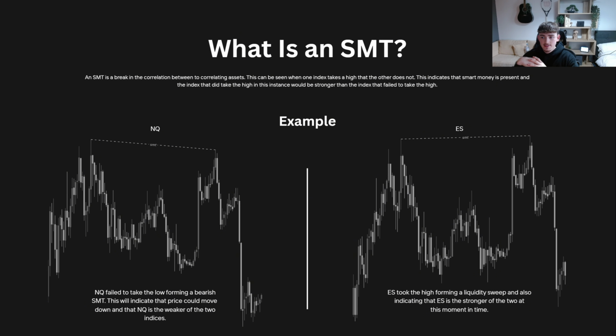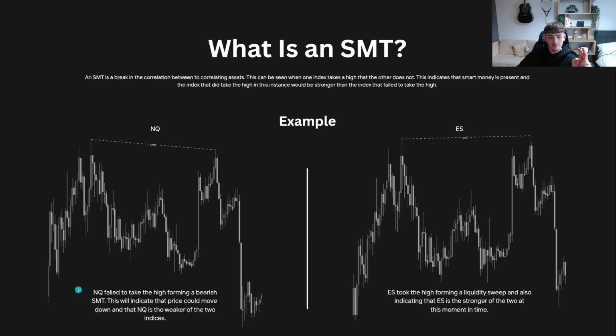This indicates that smart money is present, and the index that did take the high in this instance would be stronger than the index that failed to take the high. So let's say we have NQ and ES, two correlating assets, they move simultaneously together. When they do not and they break that correlation, this is an SMT. As you can see here, NQ failed to take the high, forming a bearish SMT. This will indicate that price could move down and that NQ is the weaker of the two indices.